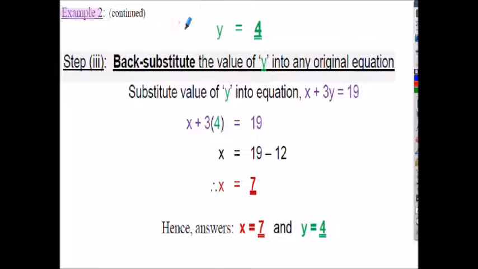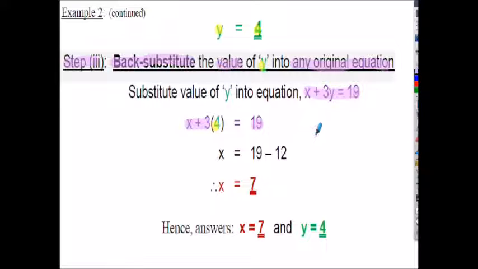Example 2 continued, just repeating the value of y from the previous slide, y was equal to 4. So step 3 is again the back substitution process. We're going to put the value of y, which is 4 shown above, into any of the original equations given in the question. I decided to use the x plus 3y is equal to 19 equation. So putting the value of y into that, it will be x plus 3 multiplied by the 4, which is the y value, and that's still equal to 19 on the right hand side.